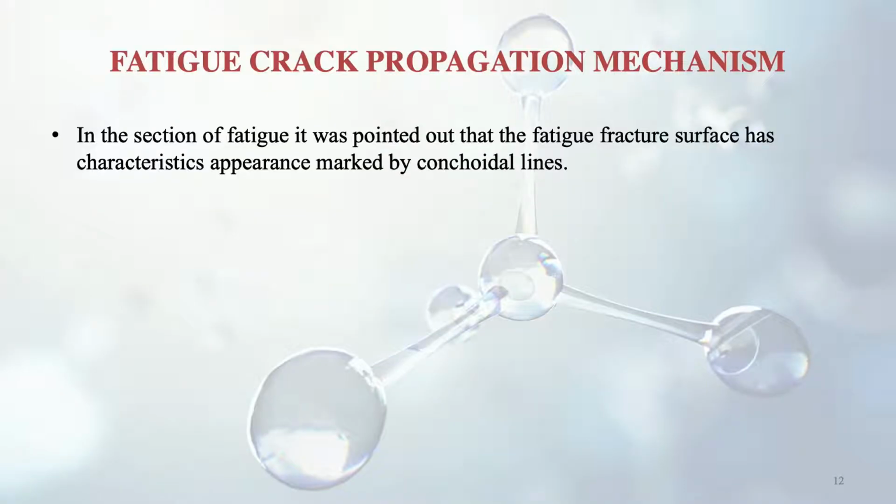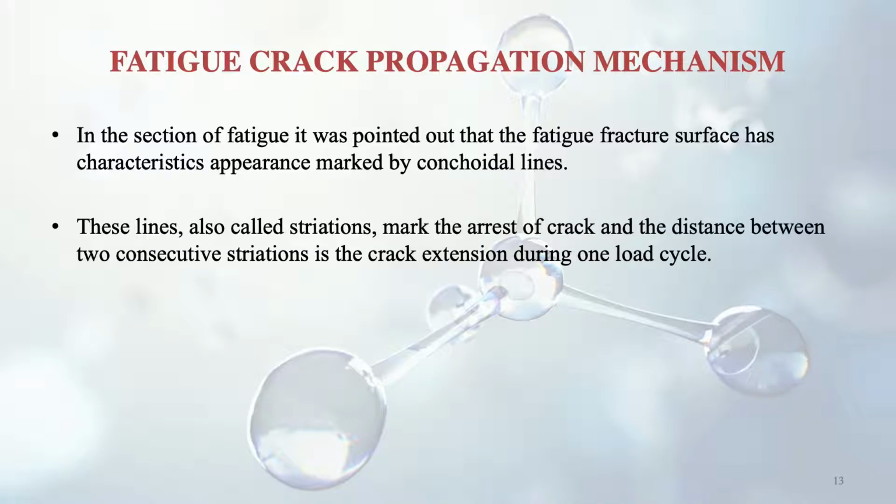So how does this fatigue crack propagation take place? Its mechanism now I will discuss with you. If you recall, in the section on fatigue, it was pointed out that the fatigue fracture surface has a characteristic appearance marked by conchoidal lines. There we had discussed conchoidal lines, if you remember.